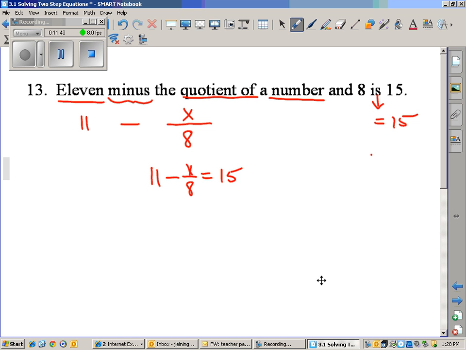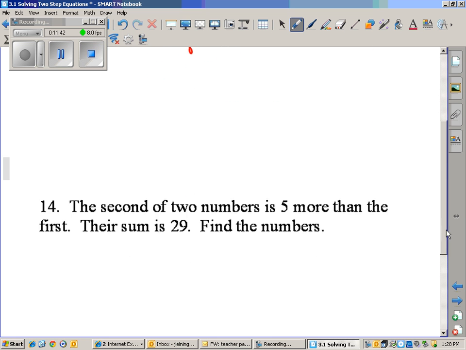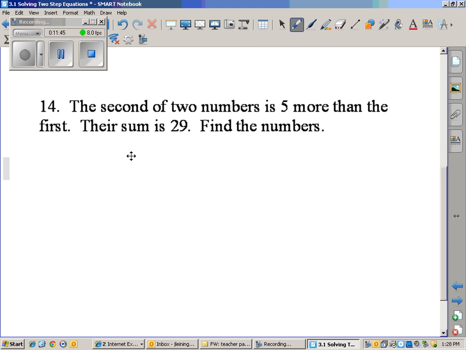I want to talk about number 14. It's a little bit different. The second of two numbers is 5 more than the first. Their sum is 29. Whoa, I didn't do a good job of drawing that line. The second of two numbers is 5 more than the first number. So let's let our x equal the first number.